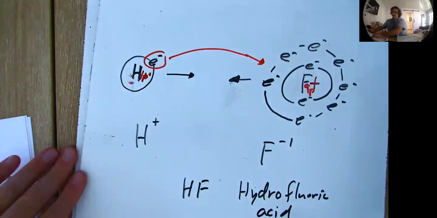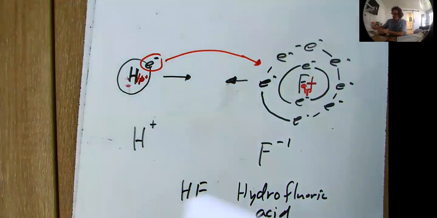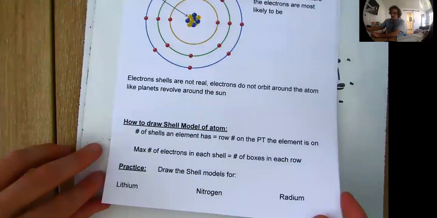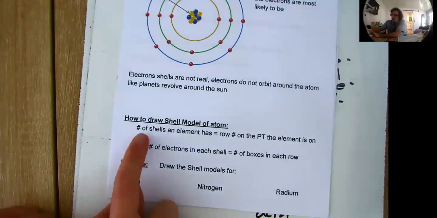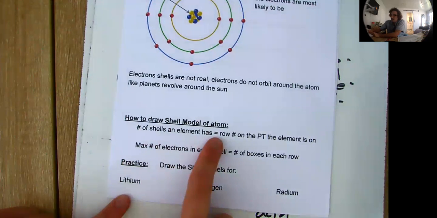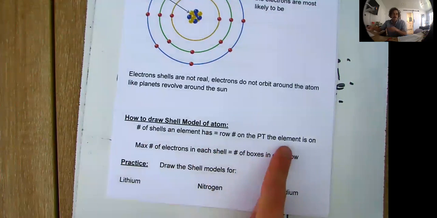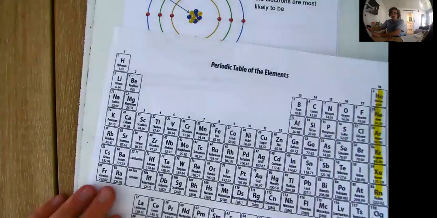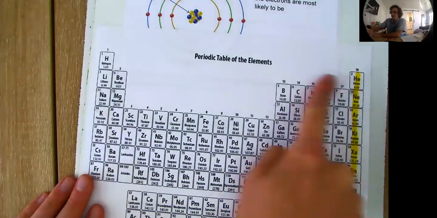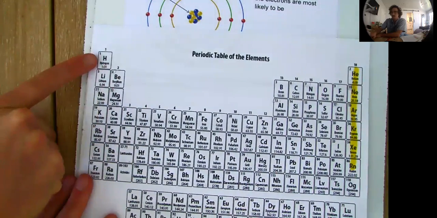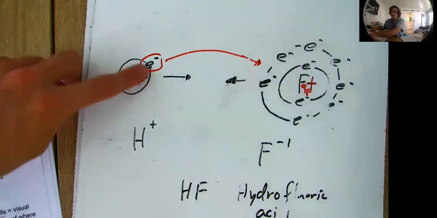Okay, so more about shell models. These are the instructions on how to draw a shell model of an atom. You can write them down because we're going to be following them. The number of shells an atom has equals the row number on the periodic table the element is on. So we just did hydrogen, and hydrogen's just on the first row. There's only 2 elements on the first row. So hydrogen only has 1 shell. And that's why we drew hydrogen like that, with just 1 shell.